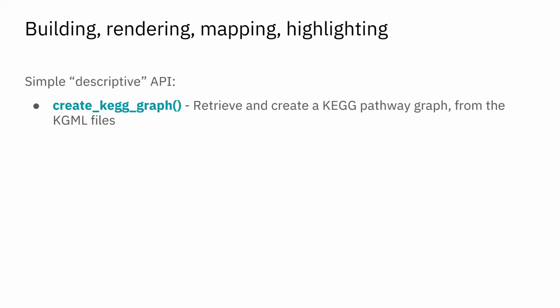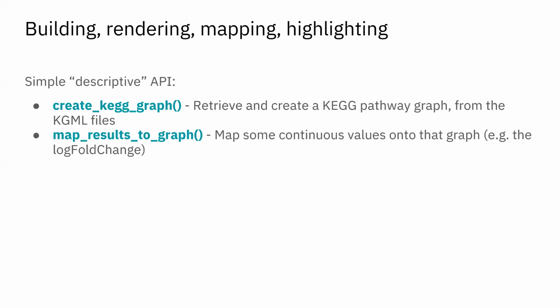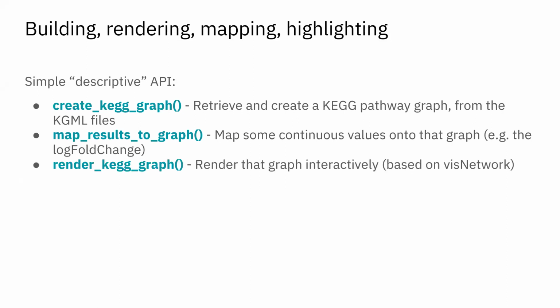And we do this in a way that we build, render, map, and highlight things. So building, because we first need a simple descriptive API for the creation of this KEGG graph. So we first get from the KGML to the graph, and then we map the results, for example from differential expression analysis, onto that graph, so we can have continuous values on it, for example the log fold change. We can render that in an interactive manner, and we do this via this network.